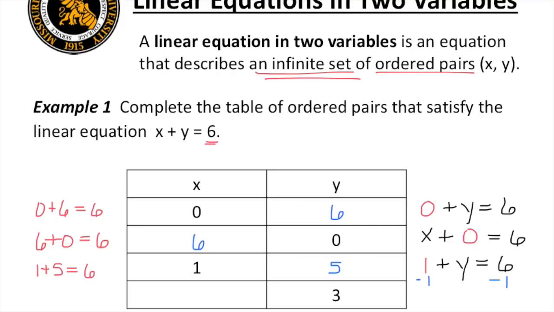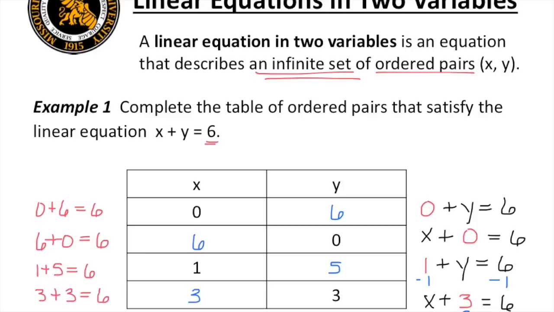Finally, in the last row, we're told that y is being replaced by 3. So replacing y by 3 and subtracting 3 from both sides of the equation, we find that x equals 3. And again, notice 3 plus 3 does equal 6.